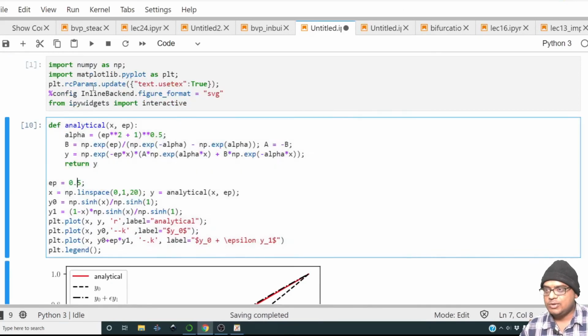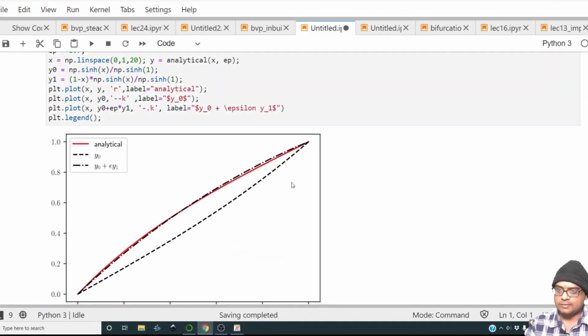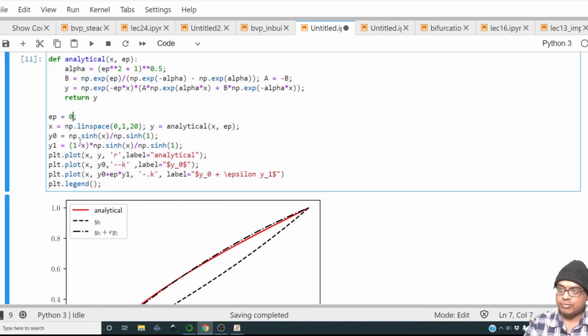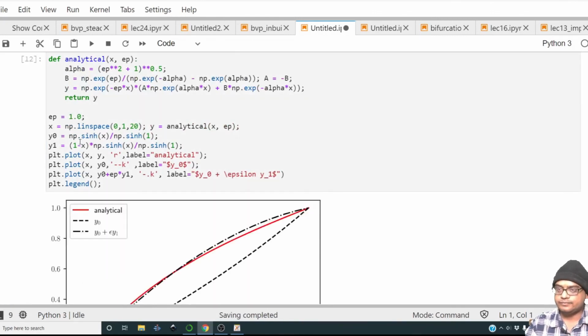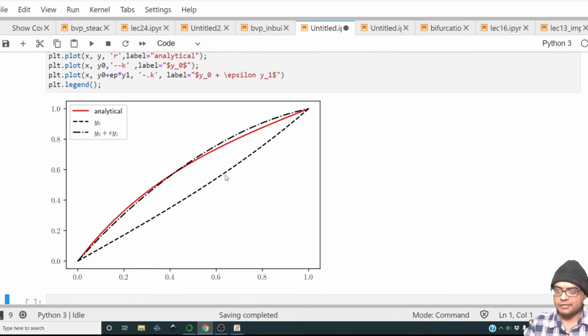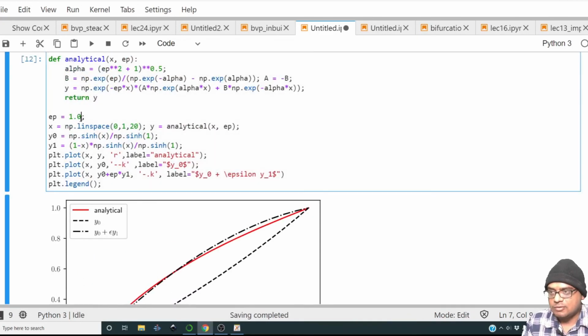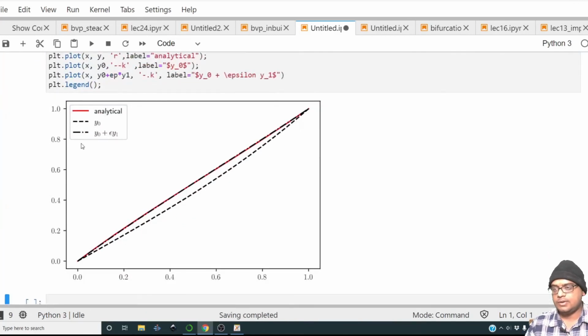Okay. So let me increase the value of epsilon to 0.7. Even at 0.7, it matches quite well. At 1, there is significant deviation. Well, this whole thing is not supposed to work for large values of epsilon. It's supposed to work for the magnitudes of epsilon being much less than 1. So let me just put it back to 0.3. Matches quite well. So this is all about regular perturbation.